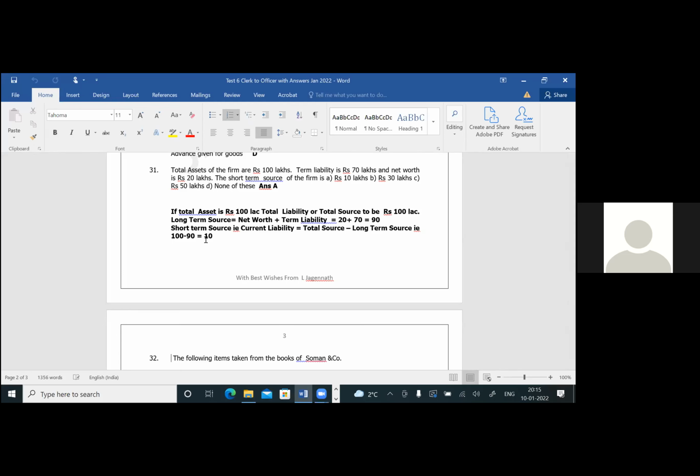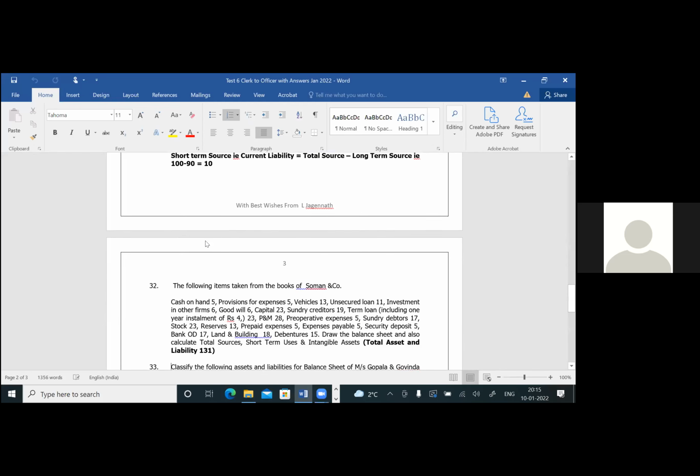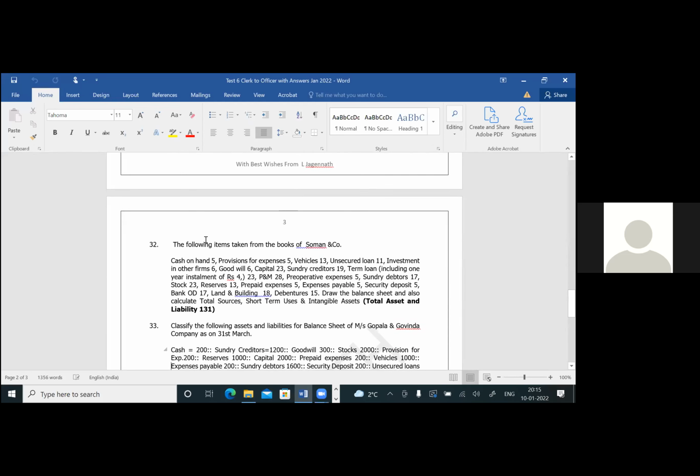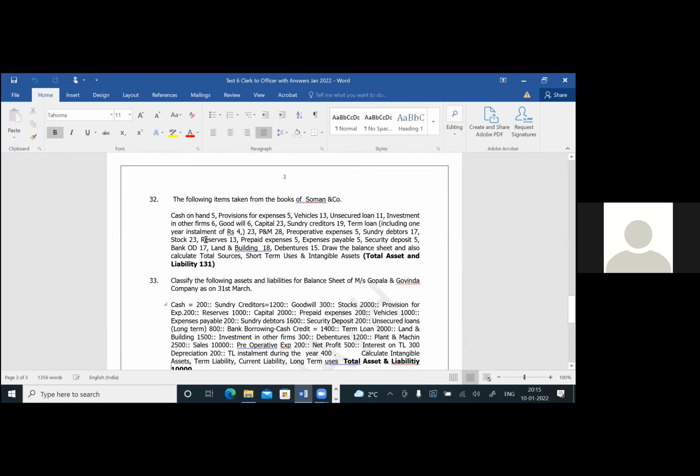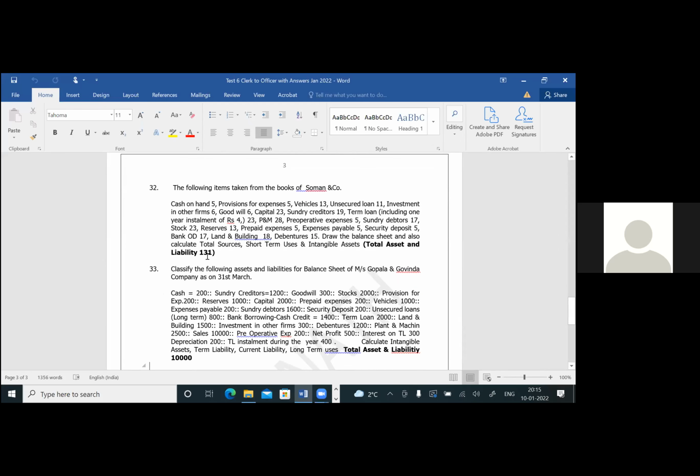But before that, there are 5 or 6 sums I have given. For 1 or 2, I will show the PowerPoint presentation. Then for the rest, you have to prepare the balance sheet. For all the sums I have given, I have given how much total asset and liability should come when you draw the balance sheet. For example, for question number 32, total assets and liability should be 131. How it comes, I will show you in the PowerPoint.